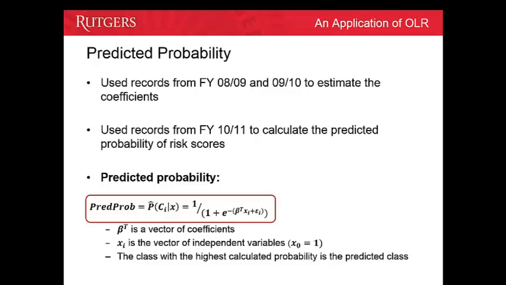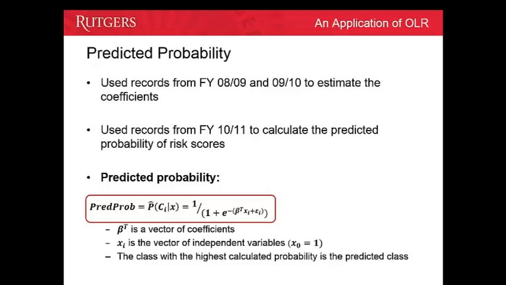We talked again about predicted probabilities. Here, we used historic data from previous 2 fiscal years to estimate the coefficients, and then we used that later on to predict the scores for the observations from the subsequent year.